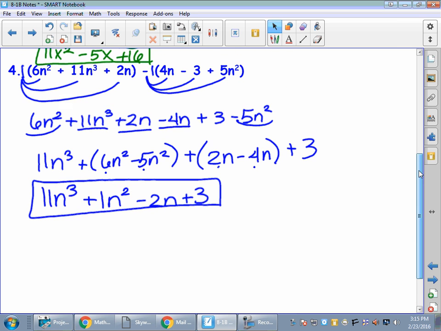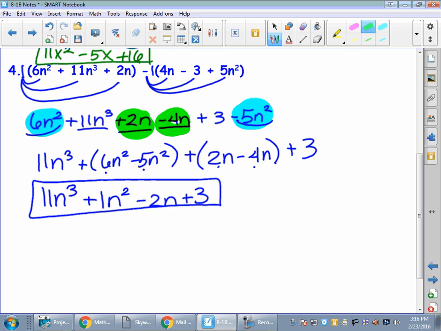If you wanted to, again, you could use highlighters. And so I could say that in the original problem, I have a 6n squared with a negative 5n squared. I have a positive 2n with a negative 4n. I have a positive 3 all by itself. And I have a positive 11n cubed all by itself. So the colors can help out too. I don't care. I'm open to any of those methods.